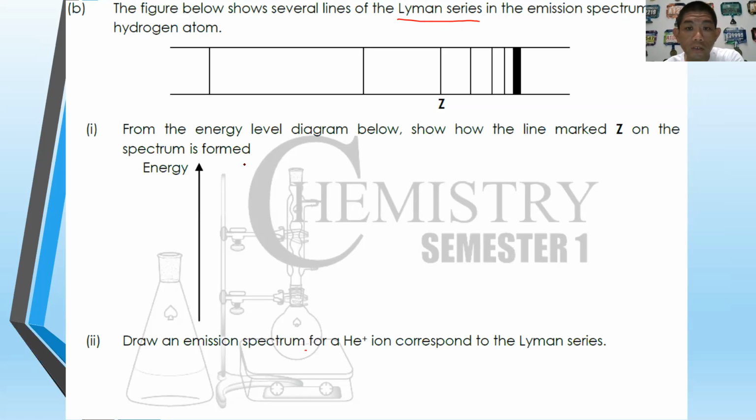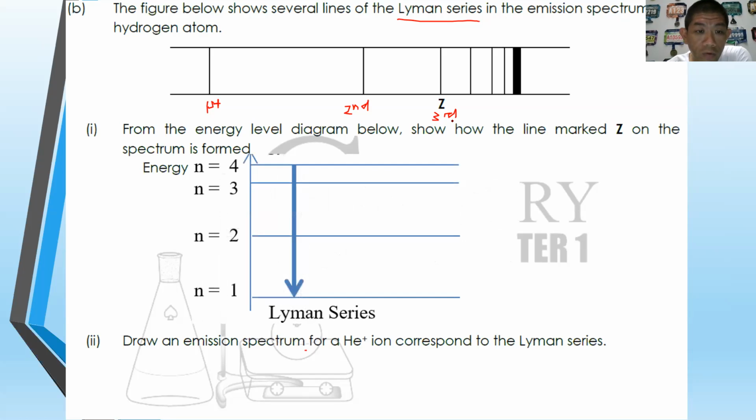So in here you have to understand that this is the first line, and this is the second line, and this is the third line. So the third line is from energy level n equals 4 to n equals 1. So you have to label like this: n equals 4 to n equals 1. So this is how you get the line Z in there. Okay, so that is for number 1.